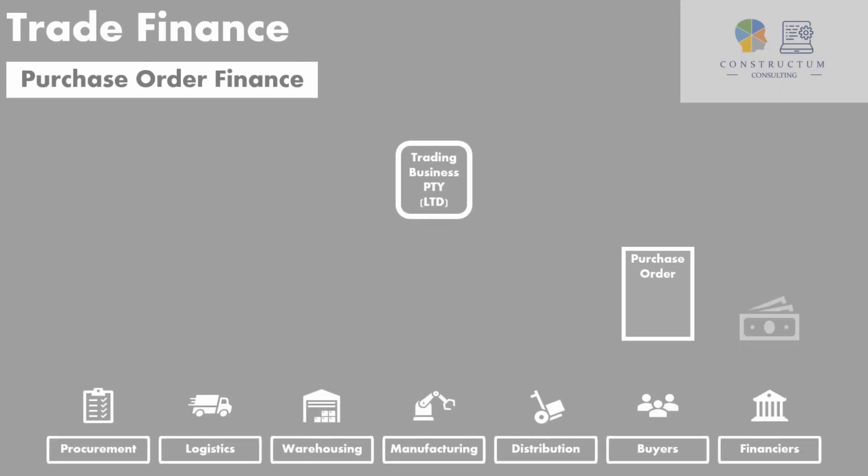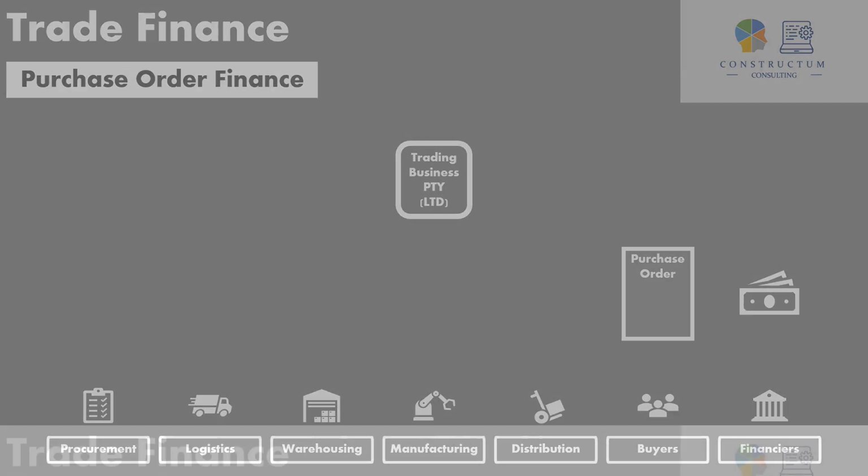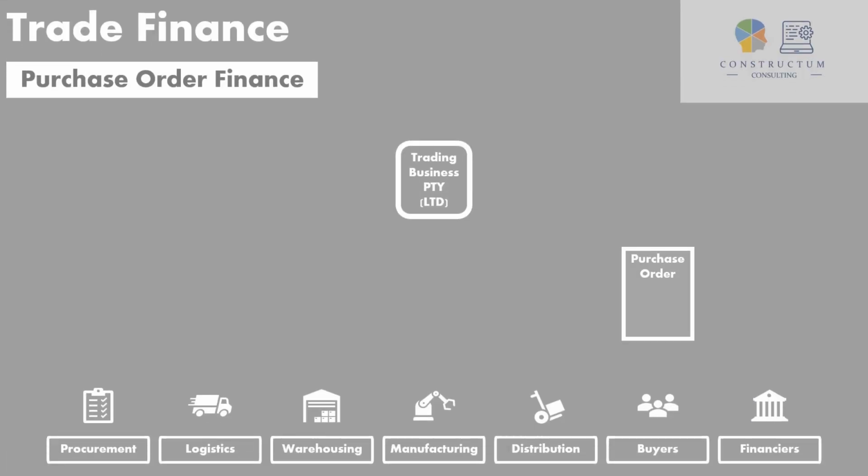A financier steps in and provides capital to fund the trade. The business provides the financier with the purchase order from the buyer and the supplier invoice. The financier pays the supplier directly and receives the gross sales revenue from the buyer. After deducting finance costs, the financier pays the net sales revenue to the business.